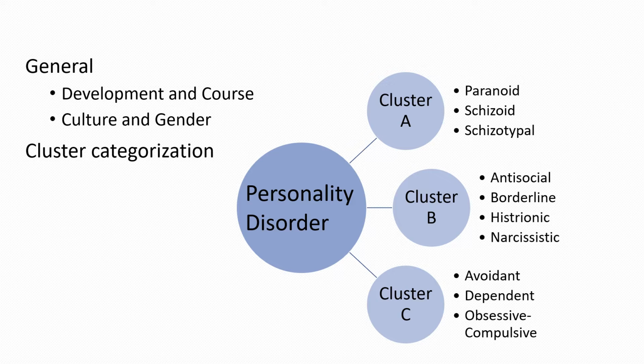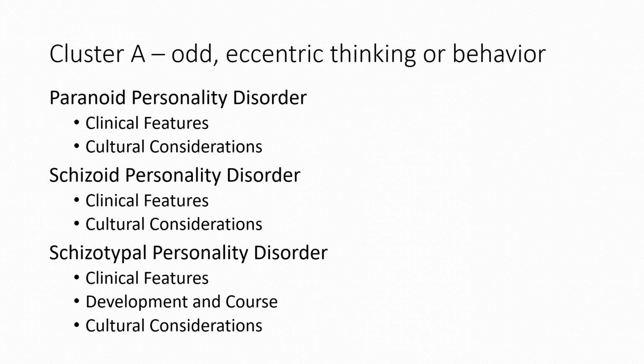I'm going to be going through the different clusters on how these diagnoses of personality disorder show up in the DSM-5. We'll start with cluster A. Cluster A is characterized by odd, eccentric thinking or behavior. Paranoid personality disorder. Some essential features of this disorder are a pattern of pervasive distrust and suspiciousness of others whose motives are interpreted often as malevolent.